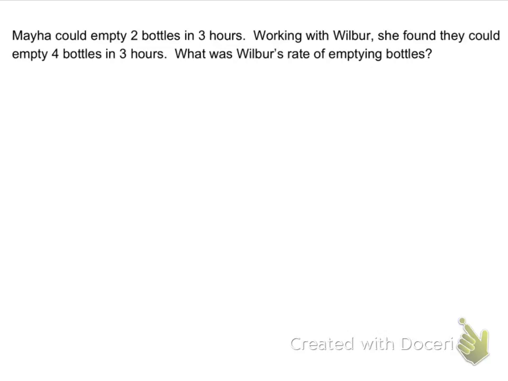Next problem: Maya could empty 2 bottles in 3 hours. Working with Wilbur, she found that they could empty 4 bottles in 3 hours. What was Wilbur's rate of emptying bottles? Using the same process we did before, but now we have to find the rate instead of jobs or time. So, again, I'm going to modify that equation. How about RM times TM, rate of Maya times her time, plus the rate of Wilbur times the time of Wilbur, will equal some number of jobs.